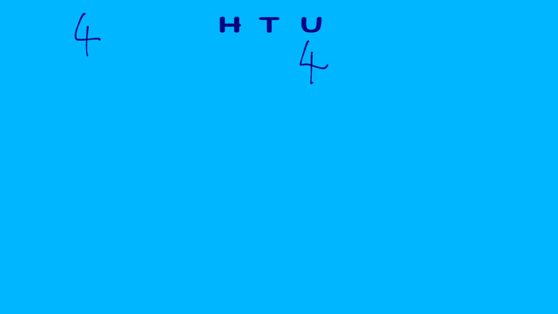So the number 4 moves one place to the left and goes here. We now have a gap in the units column, so we fill that in with a 0. And we can see that 4 times 10 equals 40.